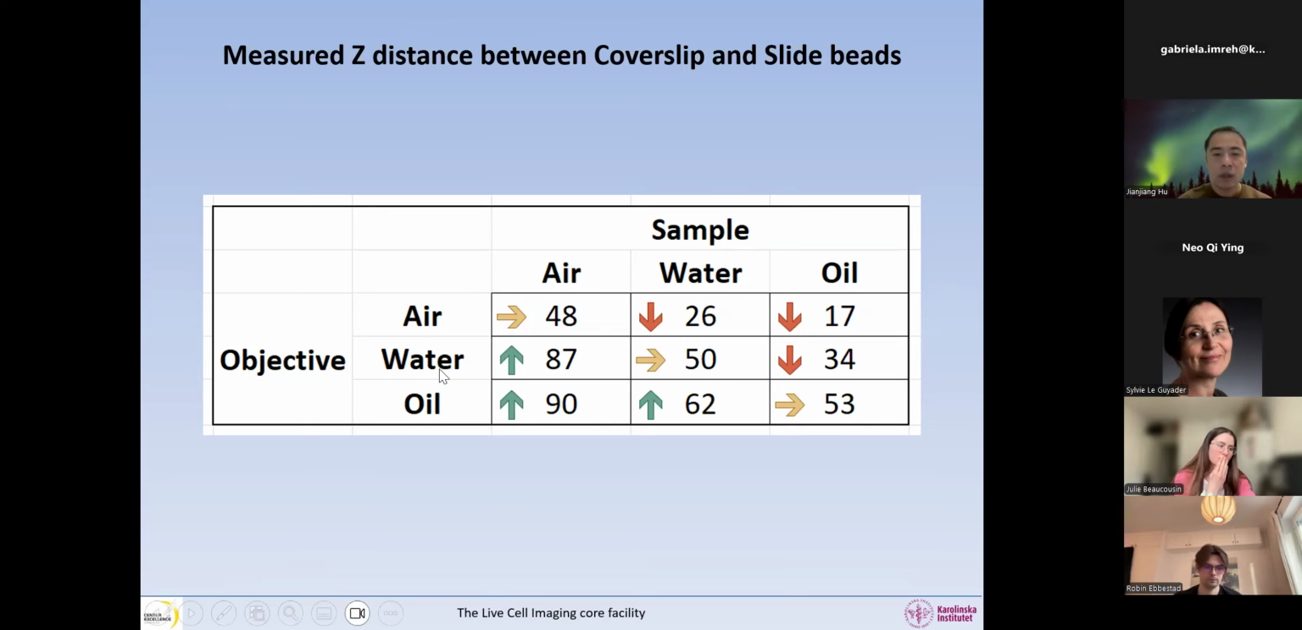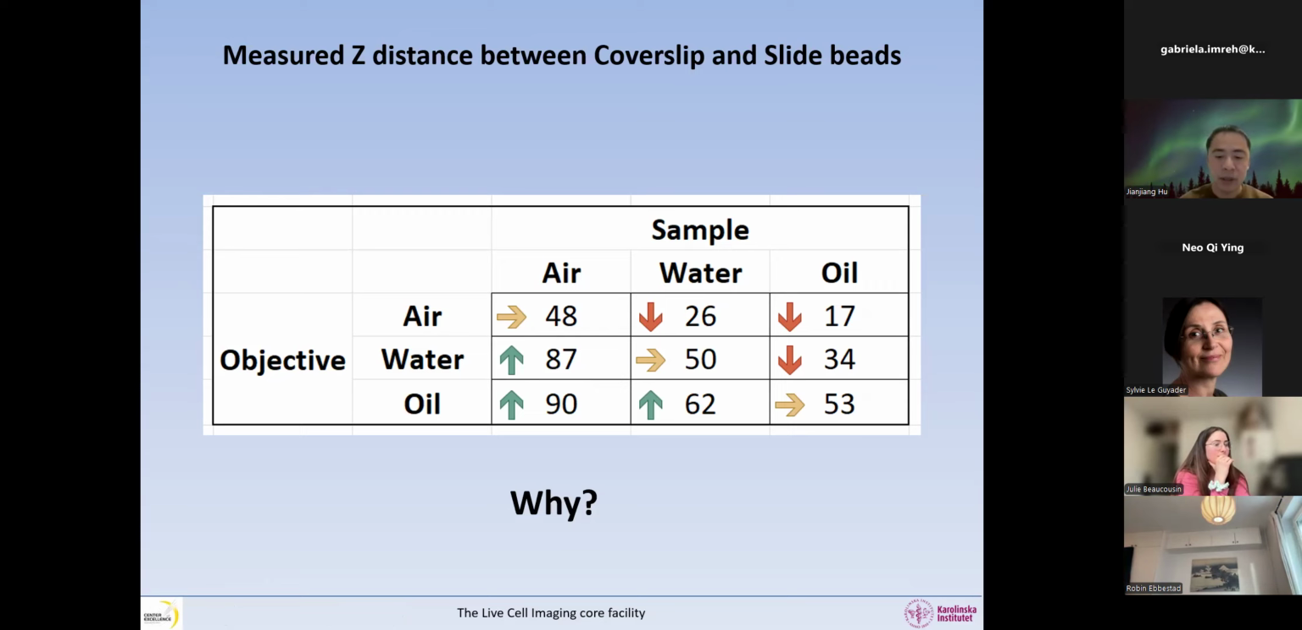However, if we use a water objective or oil objective to measure the air sample, or water to measure the air sample, we get increased distance. While if we use an air objective to measure the water or oil sample, we get a very shortened distance. Why is this?